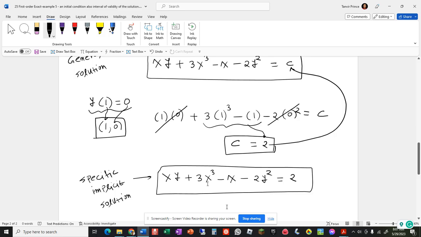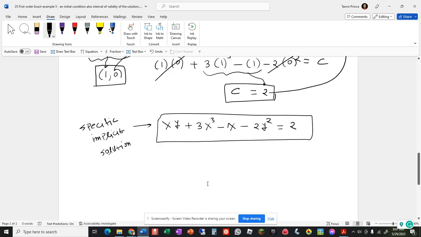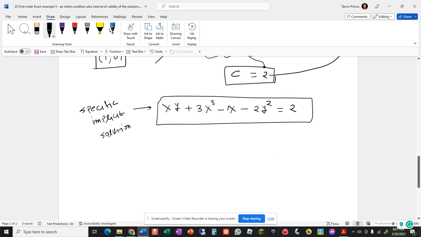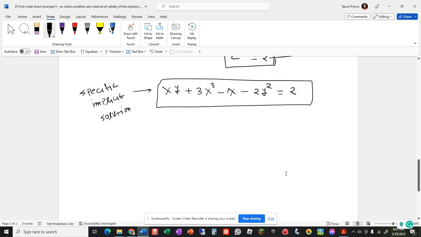But now the question also says we have to find the y explicitly. Can we do that? Can we find the y explicitly? So let's do that. Here we did something similar before. So we're thinking of this as a quadratic equation in terms of y.